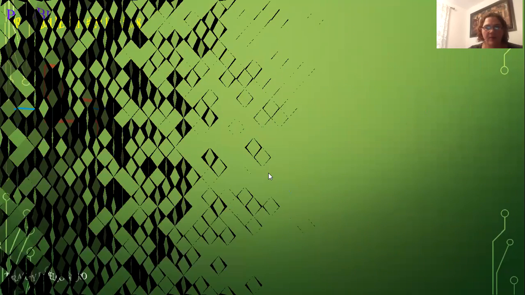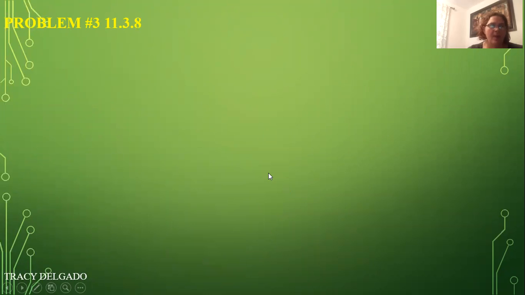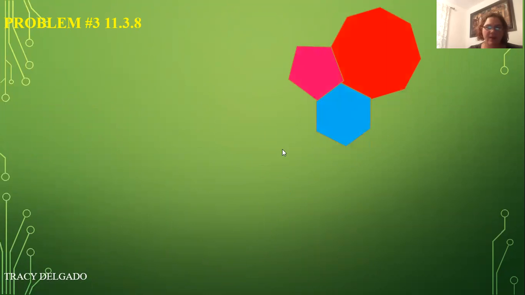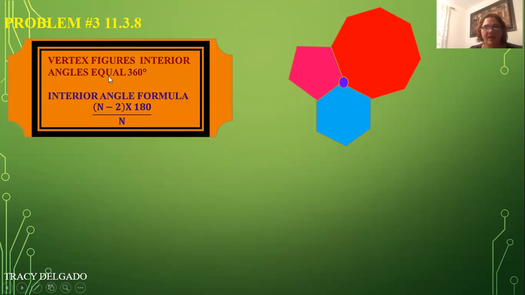Our next problem, Myra cut out a regular pentagon, hexagon, and octagon. And it seems to her that they form a vertex figure. Well, let's see if she's right. This dot right here in the middle is where the three shapes come together, where they meet. In order to prove that this is a vertex figure, the interior angles need to equal 360 degrees. Now, if you remember from a previous teach we've done, the interior angle formula is n minus 2 times 180 divided by n.